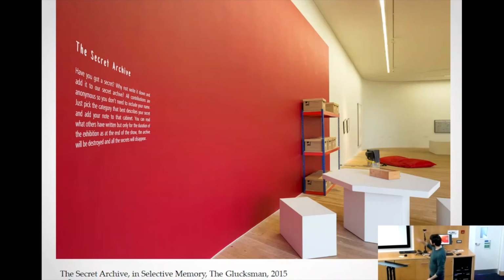So what we've got here is the secret archive, where we say, have you got a secret? Why not write it down and add it to our secret archive? All contributions are anonymous, so you don't need to include your name. Just pick the category that best describes your secret and add your note to the cabinet. The cabinet's over there on the side. You can read what others have written, but only for the duration of the exhibition, as at the end of the show, the archive will be destroyed and all the secrets will disappear.